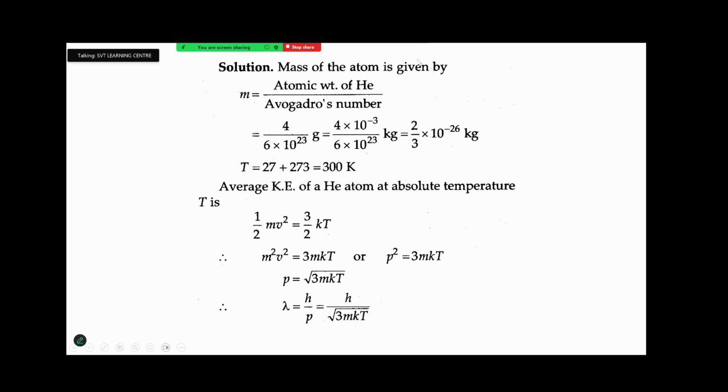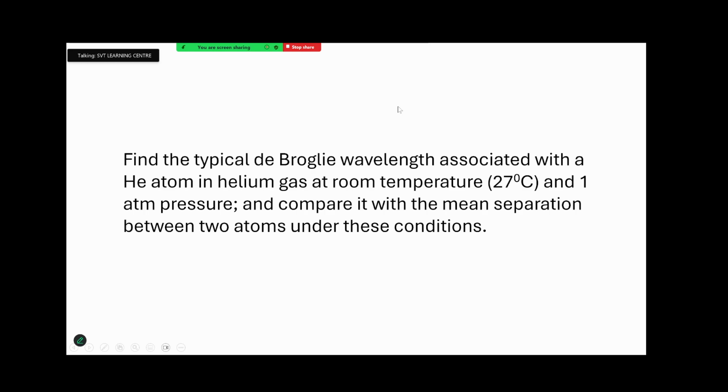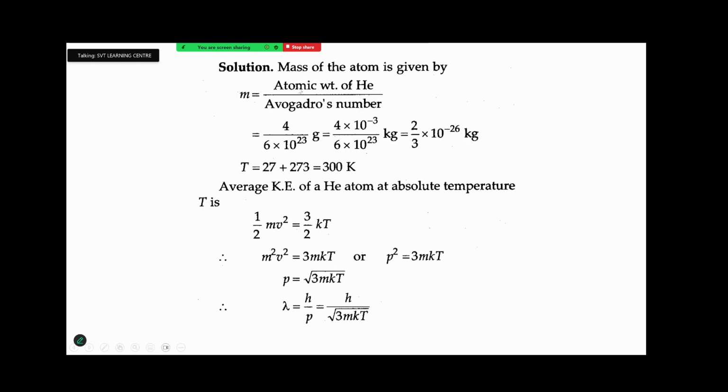Just for the sake of it, you have to find the mass of an atom. Mass of the helium atom is not given to us. For that we have taken the atomic weight of helium, which is 4, divided by Avogadro number, which is 6 × 10^23. In grams it works out to be this much. We multiply by 10^-3 to convert it into kilograms. So we get 6.7 × 10^-27 kg. Temperature, as I told you, is in Kelvin, so 27 plus 273. Average kinetic energy will be equal to 3/2 kT. Half mv² will be equal to this.